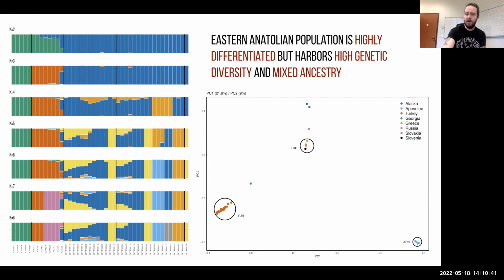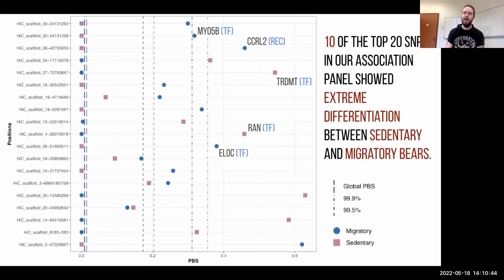So we did genome-wide selection scans or genome-wide association studies, and then we looked at signatures of positive selection in our top 20 associated SNPs. So of the SNPs that were associated with this life history variation between migratory and sedentary bears, we looked at the top 20 SNPs, and we looked at whether we saw signatures of positive selection. Meaning, from these 20 SNPs, are there some SNPs that are highly differentiated in sedentary bears as opposed to migratory bears and European bears? And are there some SNPs or genetic regions that are very differentiated in migratory bears in relation to sedentary and European bears?